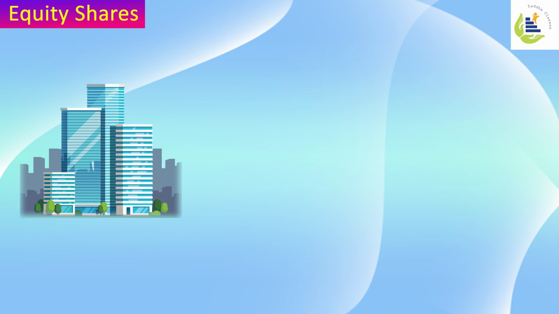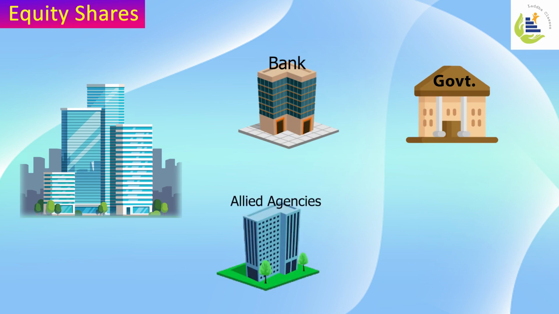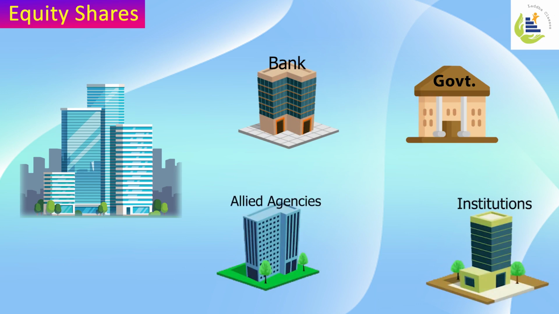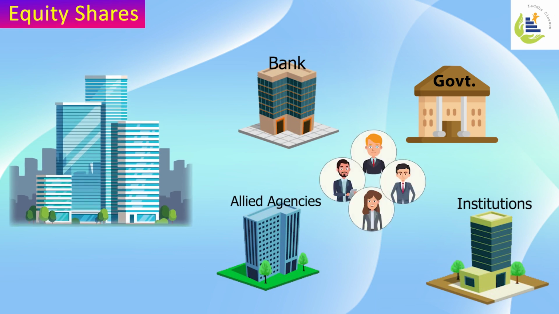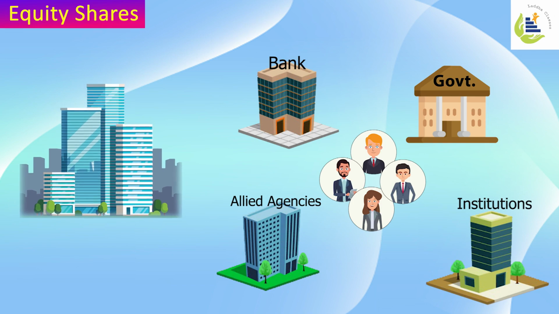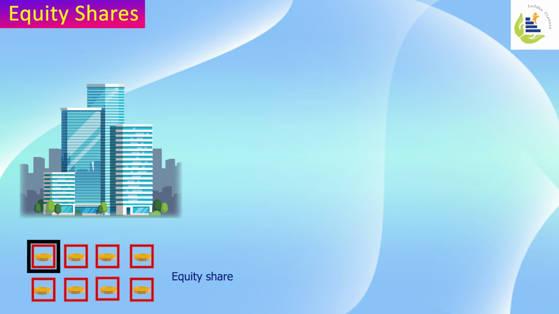See, a company wants to raise funds. There are various ways by which a company raises its funds. It goes to banks, governments or allied agencies or institutions. One more way of raising funds is to go to the public directly. What does the company do? It divides its whole capital into small parts. The smallest part is known as the share of the company.